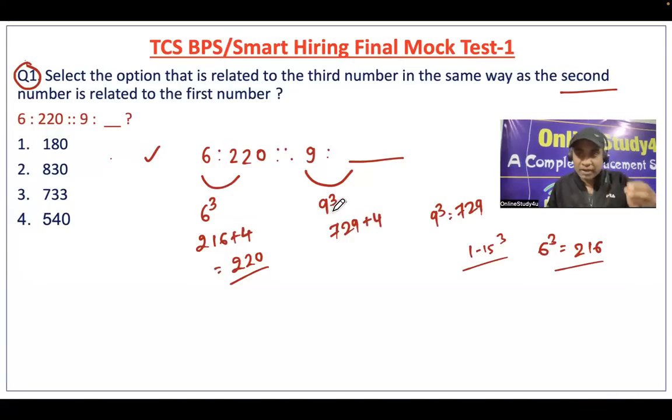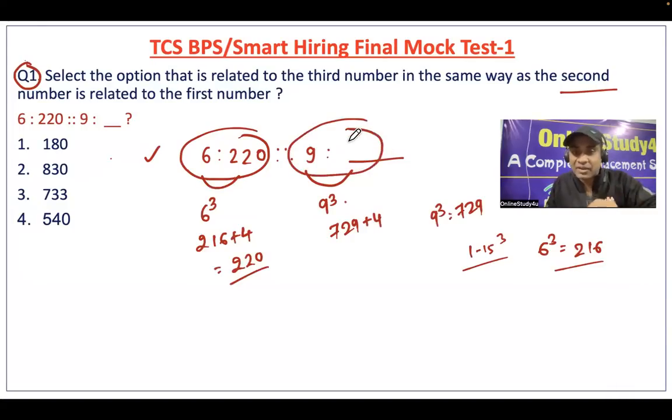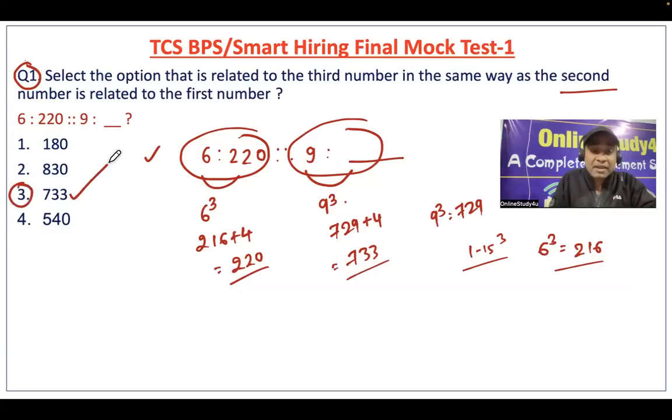Because what they're telling is, however the first and second numbers are related to each other, in a similar way the third and fourth numbers will be related to each other. So cube plus 4, so here also cube plus 4, so 733. That means option 3 will become the correct answer here, and you should not have any kind of doubt here.